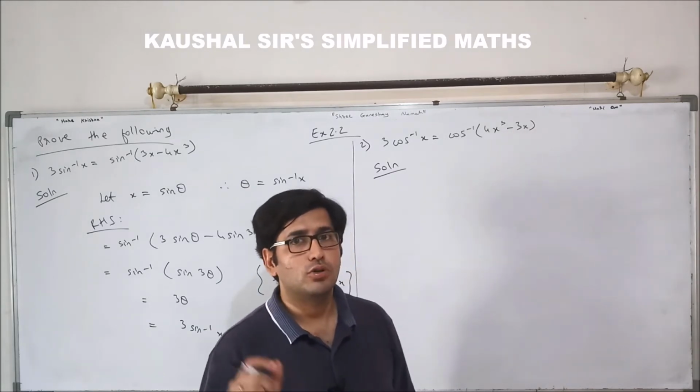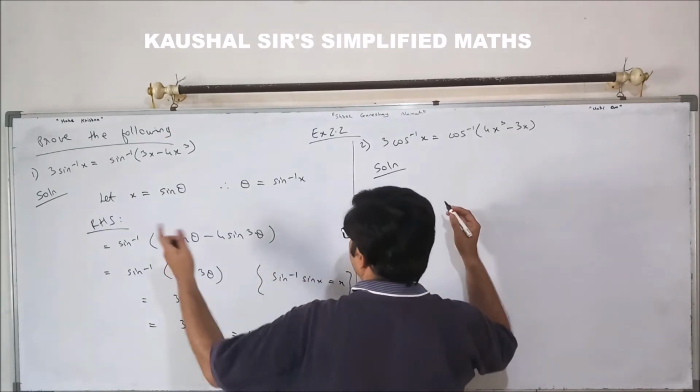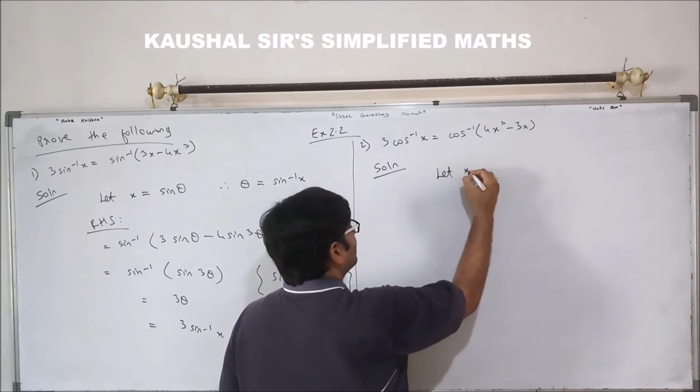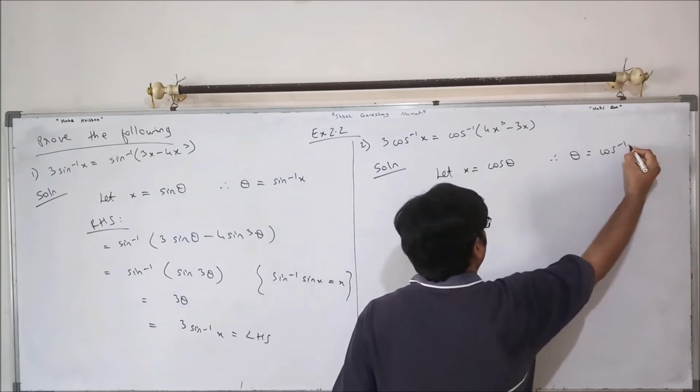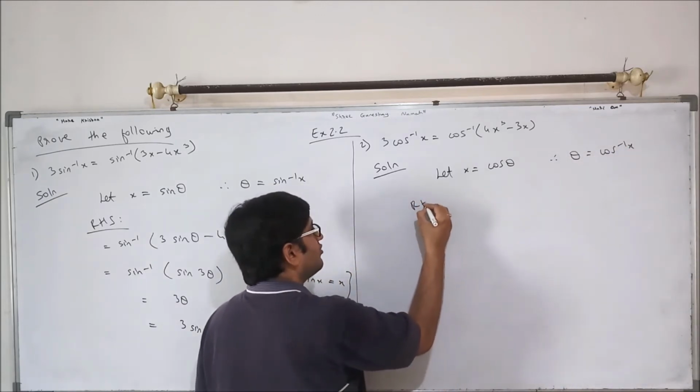So we are going to substitute cos theta in the RHS. Okay, so same procedure we have to follow. We are going to say let x is equal to cos theta. So therefore we can say theta is equal to cos inverse of x. So we begin with the RHS.